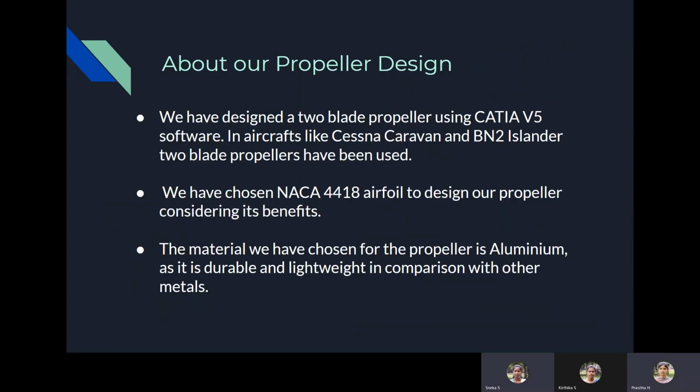About our propeller design. We have designed a two-blade propeller using CATIA V5 software. In aircraft like Cessna Caravan and BN2 Islander, two-blade propellers have been used. We have chosen NACA 4418 airfoil to design our propeller considering its benefits. The material we have chosen for the propeller is aluminium as it is durable and lightweight in comparison with other metals.